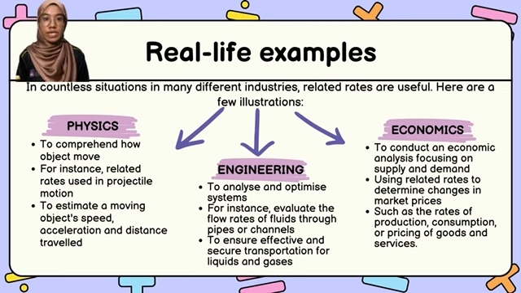Secondly, in engineering, they use it to analyze an optimal system, like evaluating the flow rates of fluids through pipes or channels to ensure effective and secure transportation for liquids and gases. Last but not least, in the economic industry, economists use it to conduct analysis focusing on supply and demand. Using related rates makes it easier to determine changes in market dynamics such as rates of production, consumption or pricing of goods and services. In the next slide, there will be a video talking about a related rate example in real life from an economic perspective.